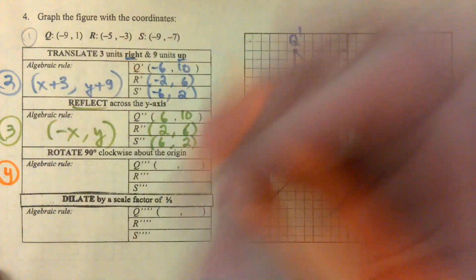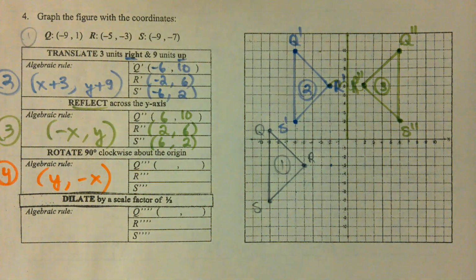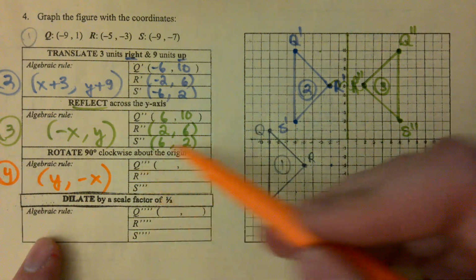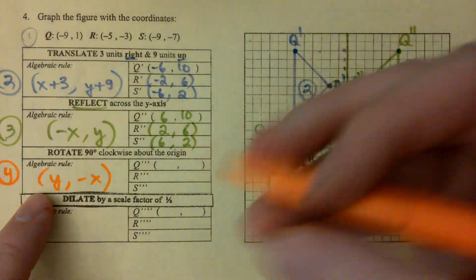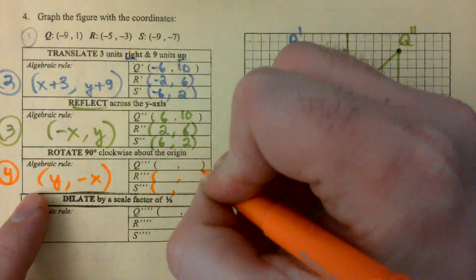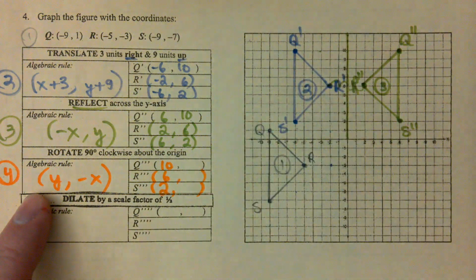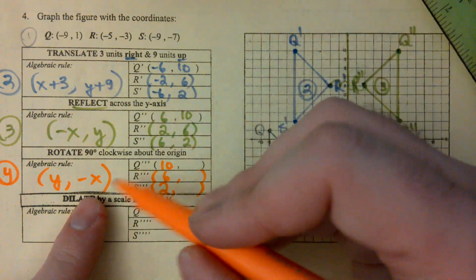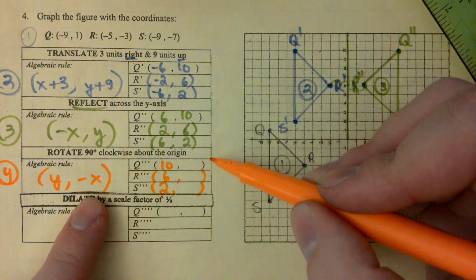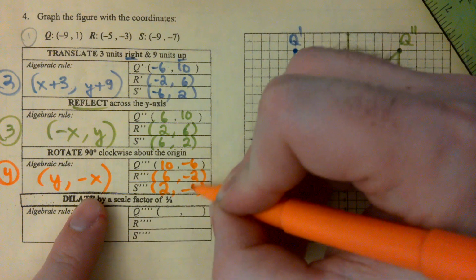Let's hit a rotation. 90 degrees clockwise, that's going to be Y, negative X. I don't have my transparent slide, so I'm going to do this one the coordinate way. Take all our Y coordinates, 10, 6, 2. They're going to stay the same, but they're going to be brought in front, 10, 6, 2. All my X values, 6, 2, 6. They're going to get those signs flipped around and stuck on the end. Negative 6, negative 2, negative 6.